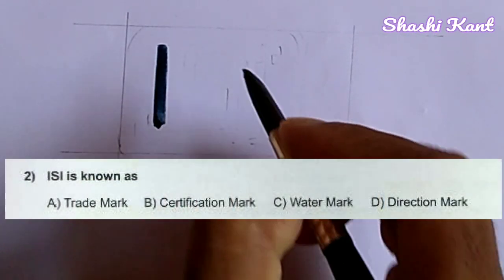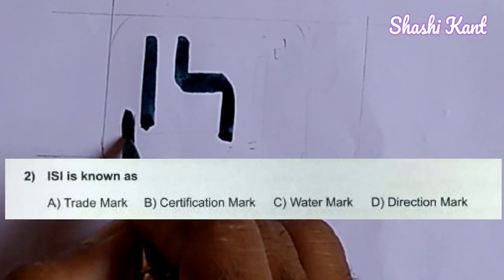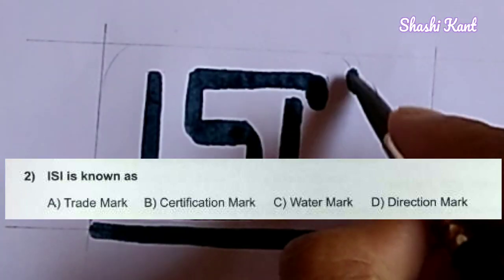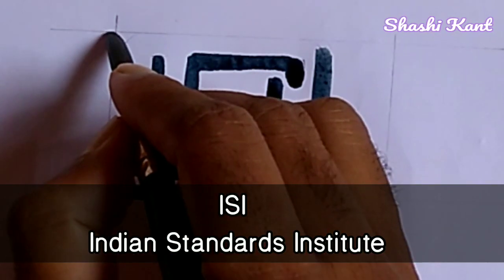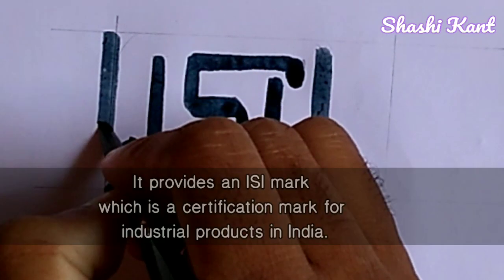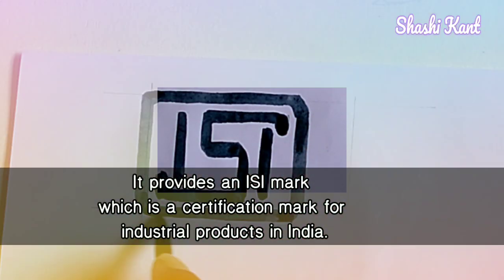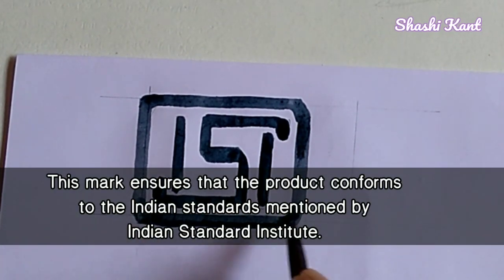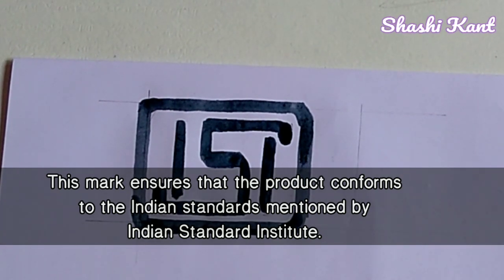Question number 2. ISI is known as A. Trademark, B. Certification mark, C. Watermark, D. Direction mark. And the correct answer is B. Certification mark. ISI stands for Indian Standard Institute. It provides an ISI mark, which is a certification mark for industrial products in India. This mark ensures that the product conforms to the Indian standard mentioned by Indian Standard Institute.